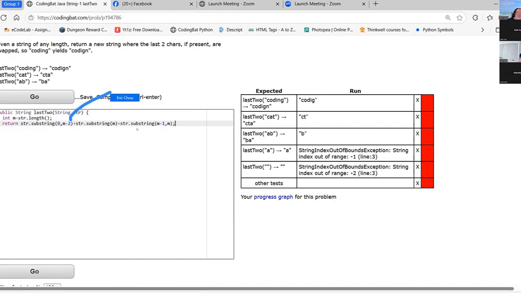Why here -2? For all the letters before the last two. Did he say that? It says to swap the last two letters. Okay, so this one, and then the last two, and then what's this? That's the last letter. Wrong. That's not the last letter.